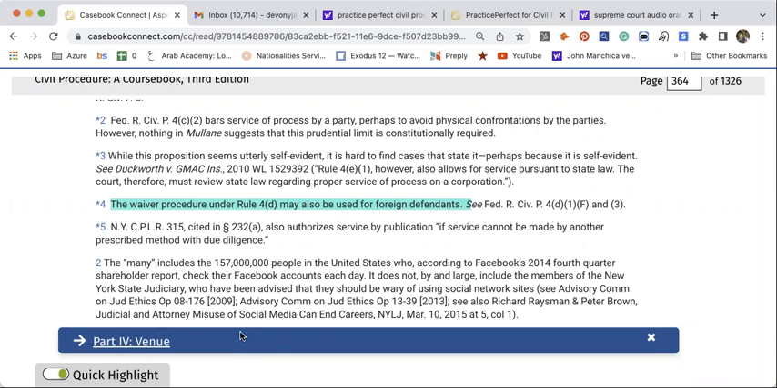Also, Richard Reisman and Peter Brown, Judicial and Attorney Misuse of Social Media Can End Careers.